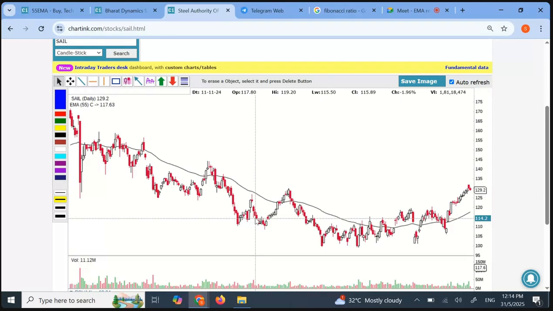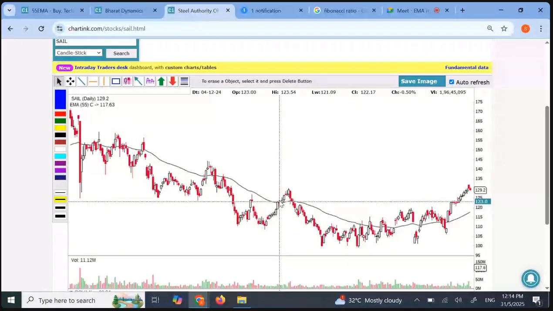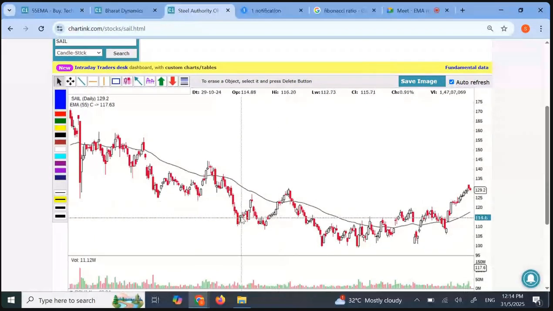And the last condition is the difference between the EMA and the current price should be at least 10%, because we want to catch at least this 10% move, right? If it is a small 2% move, 3% move, we don't want to catch that. We want to catch a bigger trend, bigger reversal opportunity. So from here to here, there is a bigger reversal opportunity. We want to catch those.